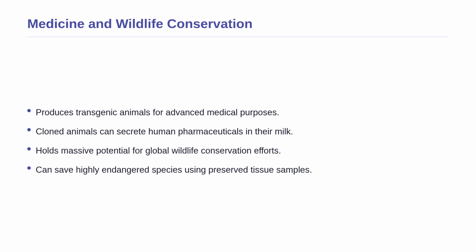Beyond agriculture, this technology has profound implications for other critical fields. In modern medicine, nuclear transplantation is an essential tool for producing transgenic animals. These are animals that have been genetically engineered to secrete valuable human pharmaceuticals directly in their milk, making complex drug production much more efficient and scalable. Furthermore, this technique holds massive potential for global wildlife conservation efforts. For highly endangered species teetering on the brink of extinction, scientists can use preserved tissue samples to clone new individuals, potentially saving entire species from disappearing forever and restoring genetic diversity.